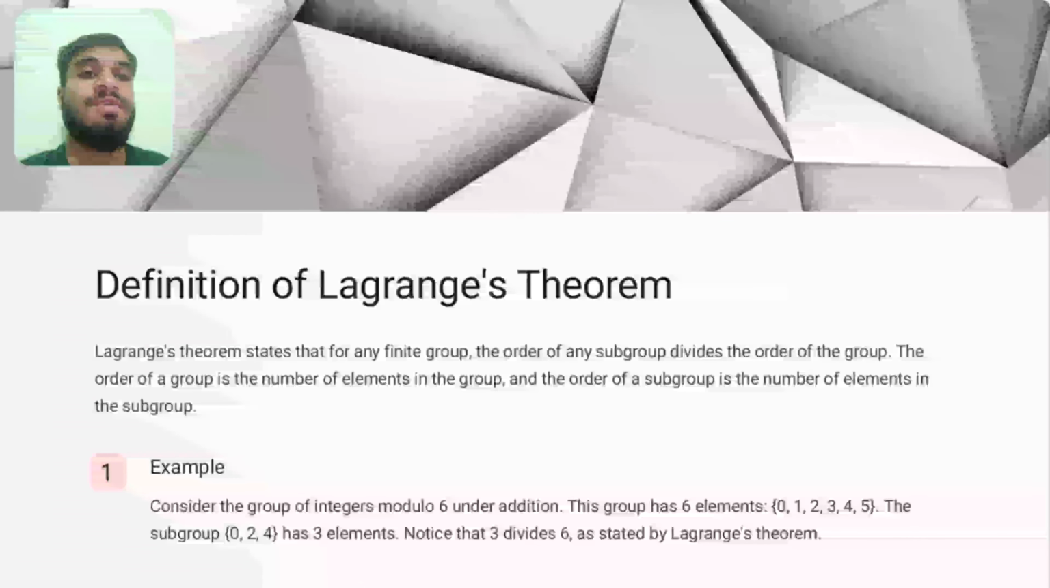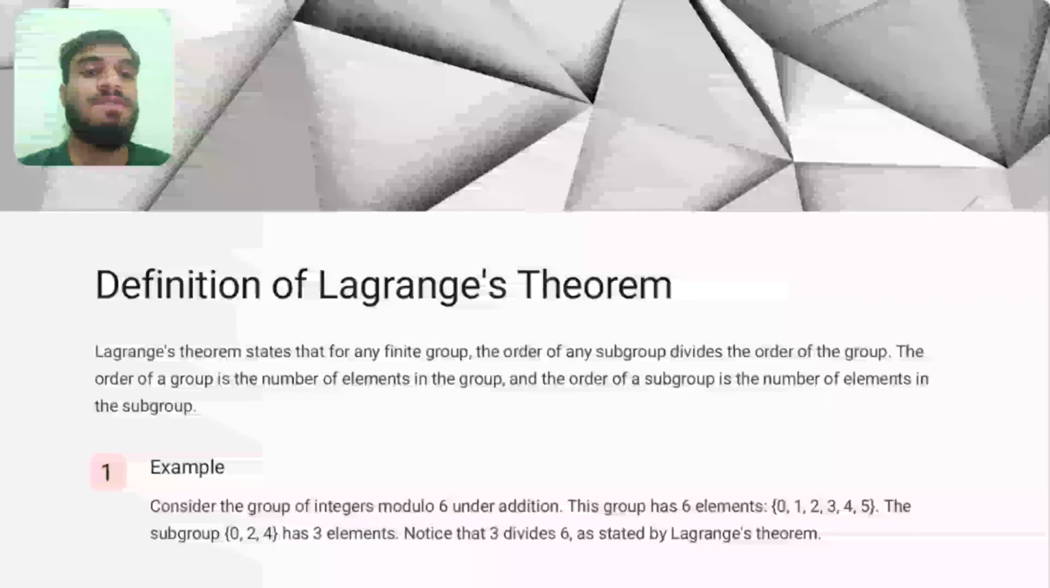Example: consider the group of integers modulo 6 under addition. The group has 6 elements: 0, 1, 2, 3, 4, 5. The subgroup {0, 2, 4} has 3 elements. Notice that 3 divides 6, as stated by Lagrange's theorem.